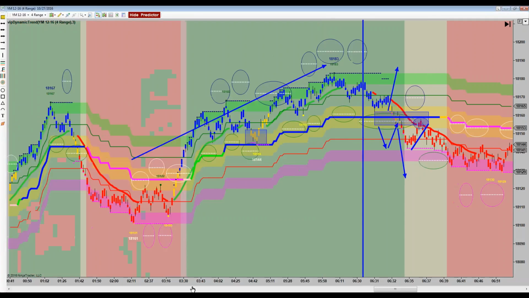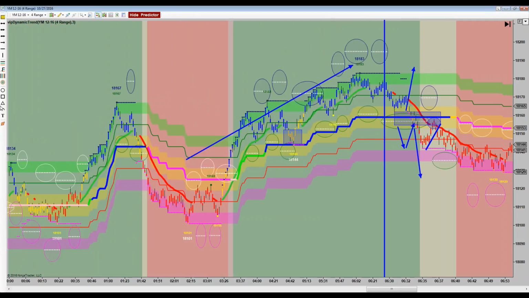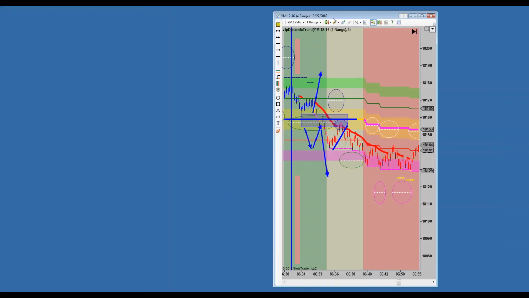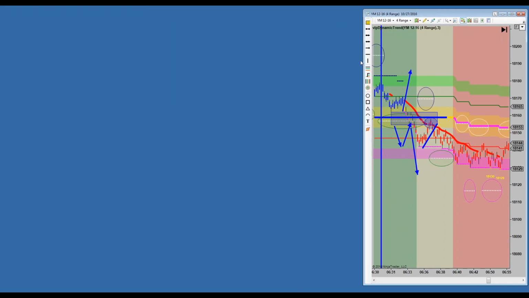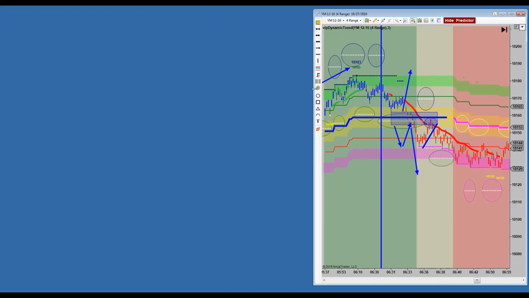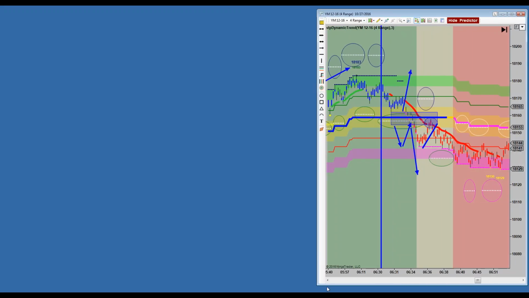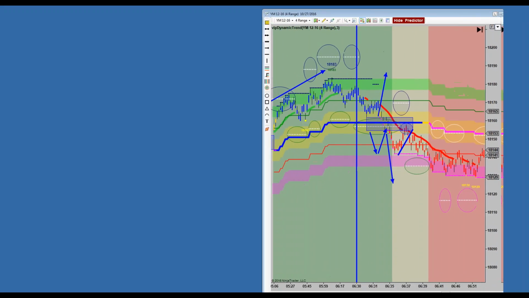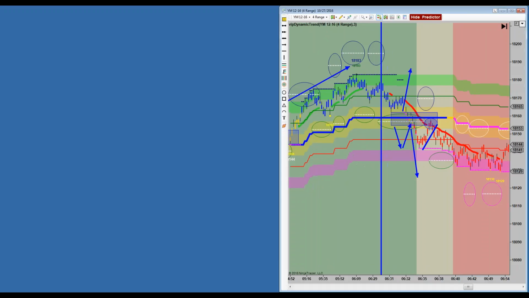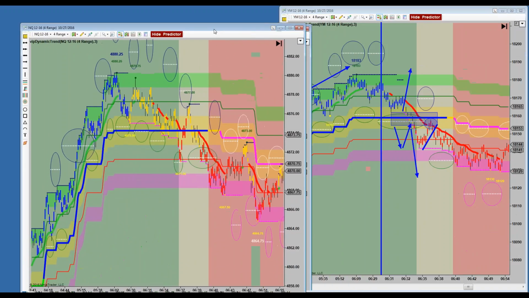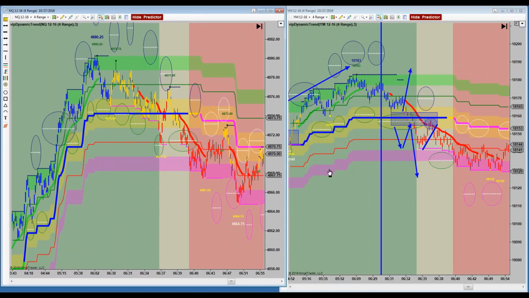Let's see if I can do this right. Let me scrunch this one up a little bit, pull it over here. Let's put this one to the right. See if I can get these two right next to each other. All right, so here's YM on the right, and here's your NASDAQ chart in the same time frame. Okay, so here we are.